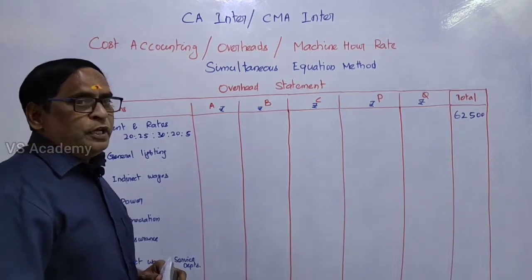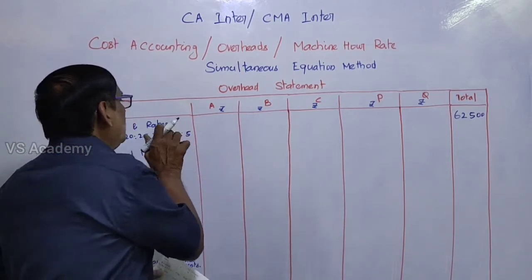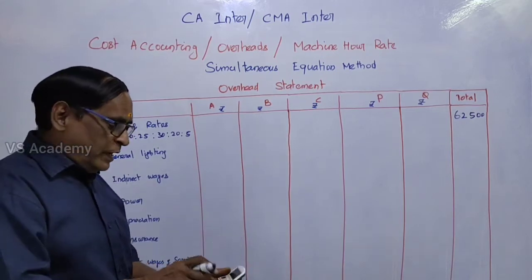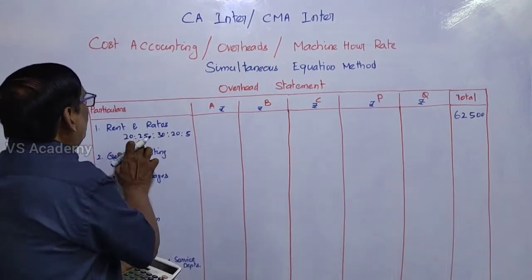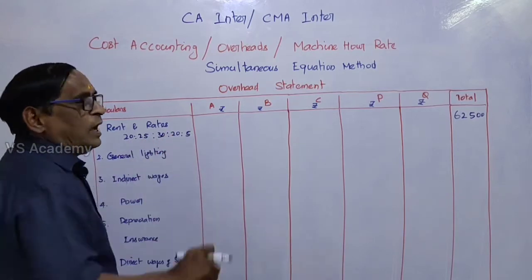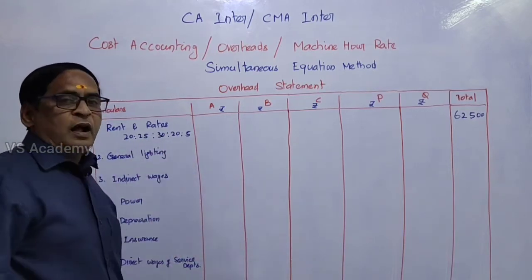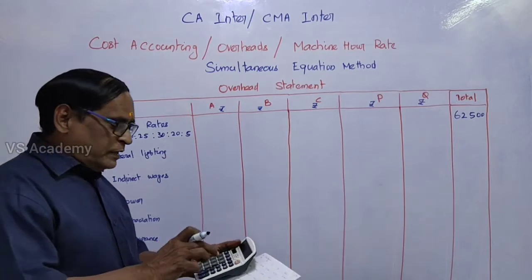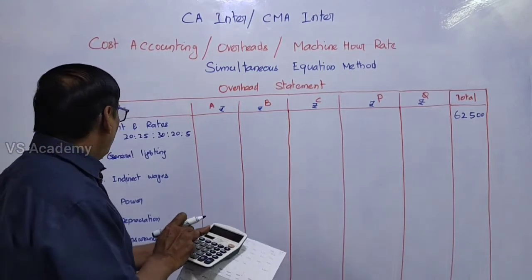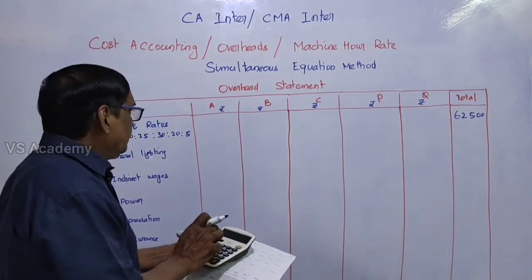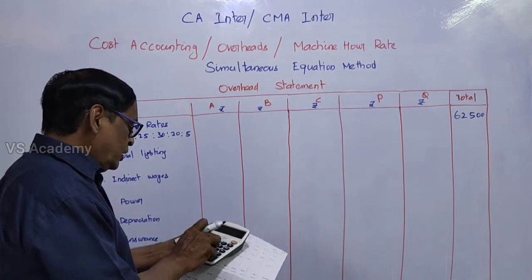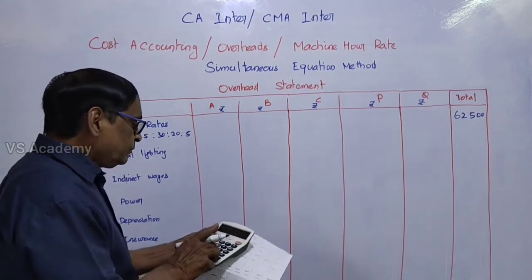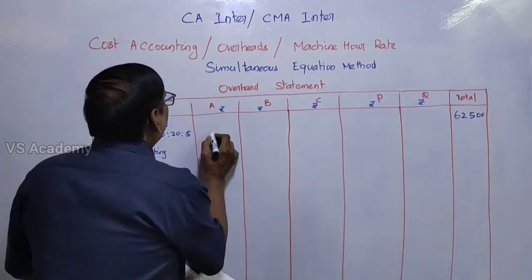So the total amount is to be distributed in these ratios. So 62,500. What is the total of the values? 20, 25, 45, 75 and then 100. 75 plus 25, 100. So 62,500 divided by 100 into 20 is 12,500.